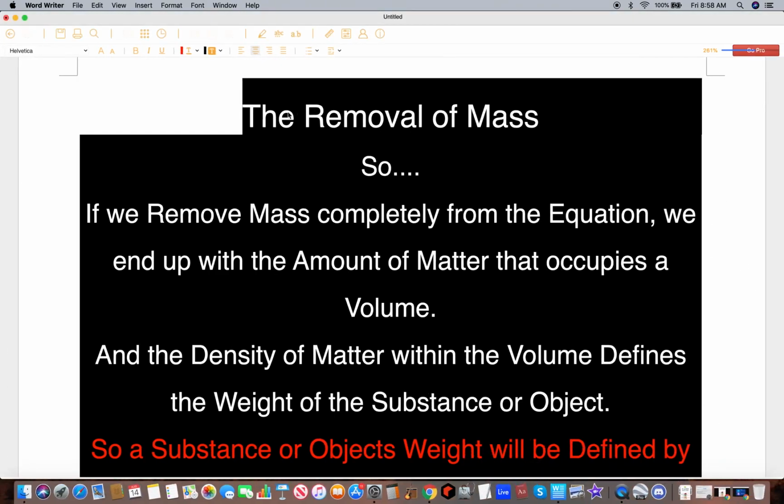Now, the removal of mass. So, if we remove mass completely from the equation, we end up with the amount of matter that occupies a volume. That's what you end up with. Once you remove mass, you end up with the amount of matter that occupies a volume. And the density of matter within the volume defines the weight of the substance or object.